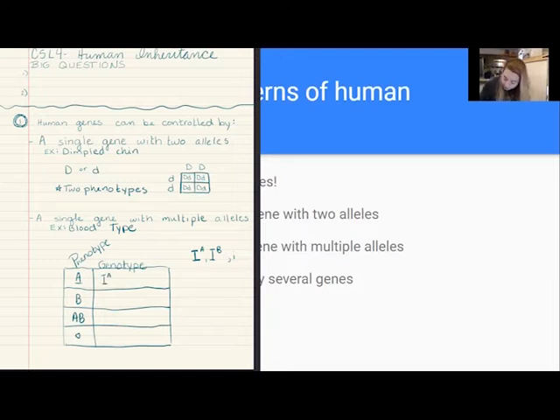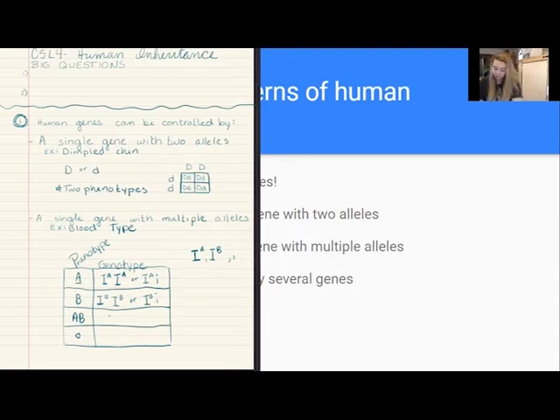So if I have type A blood, I either have capital I, capital A, capital I, capital A, which would be homozygous for type A blood. I can also be heterozygous for type A blood, where I have a capital I, capital A, and a lowercase i. And type B blood follows this exact same pattern. So if I'm homozygous for type B blood, I'm going to have 2 capital I's with the capital B's, or I can be heterozygous for type B blood where I have a capital I, capital B, and a lowercase i.